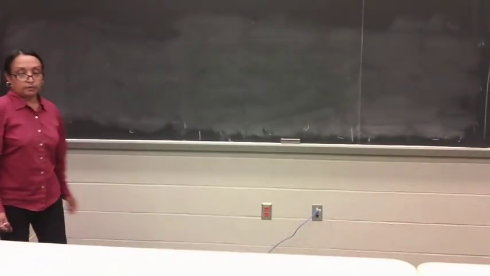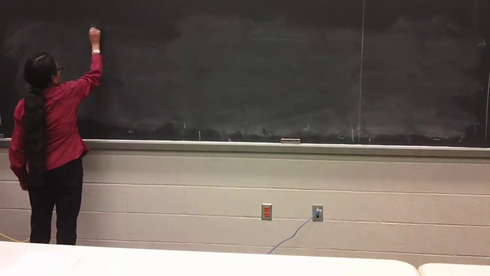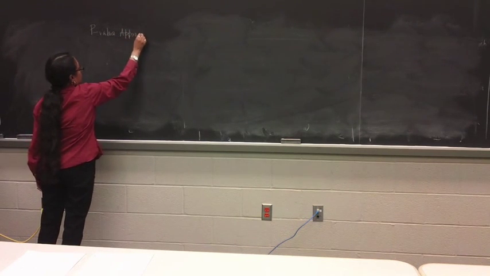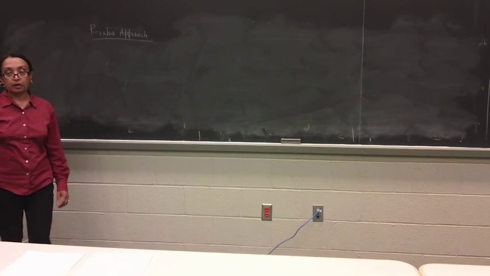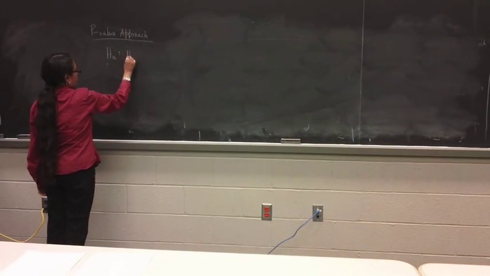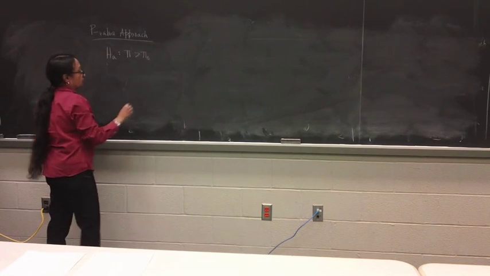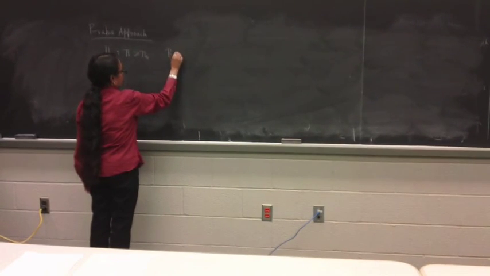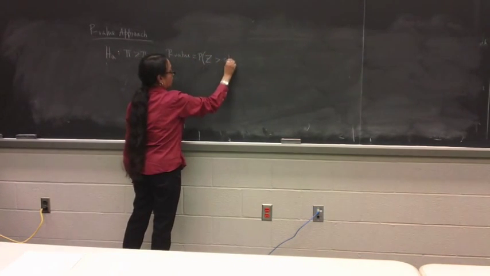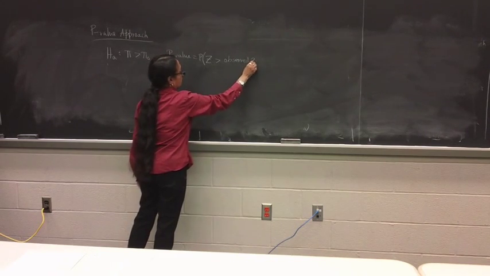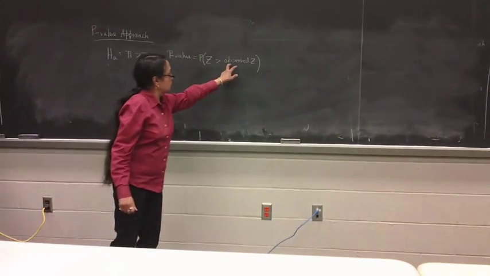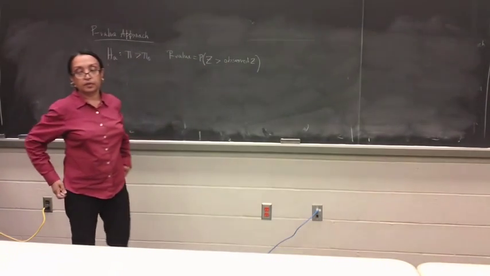Okay, now where we left in the first part, we are discussing the p-value approach. If you have your alternative hypothesis to be pi greater than pi naught, then the p-value is the probability z greater than observed z. Observed z is what you calculate in step 3, the test statistic value.